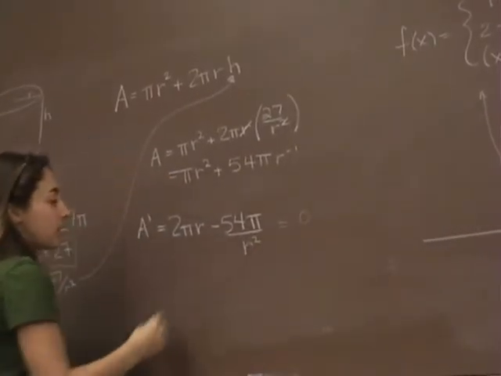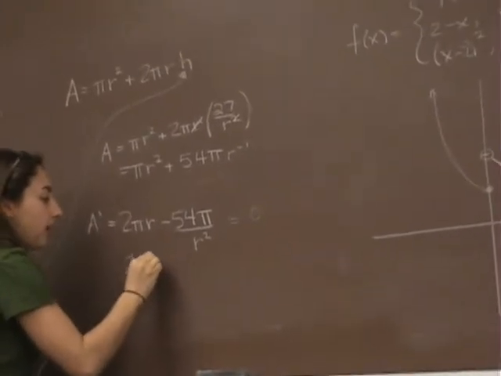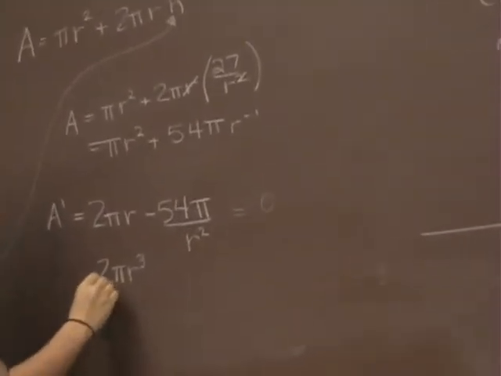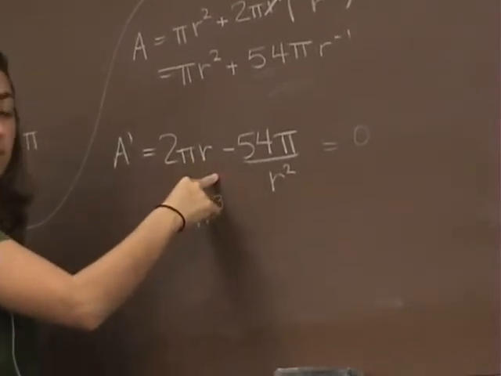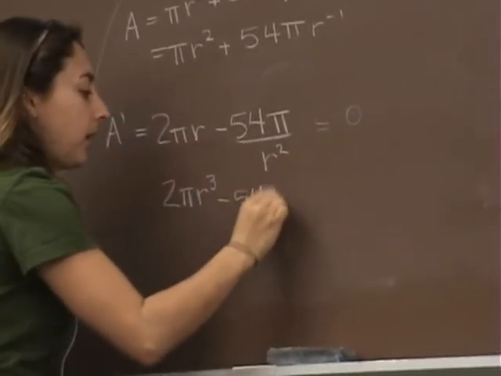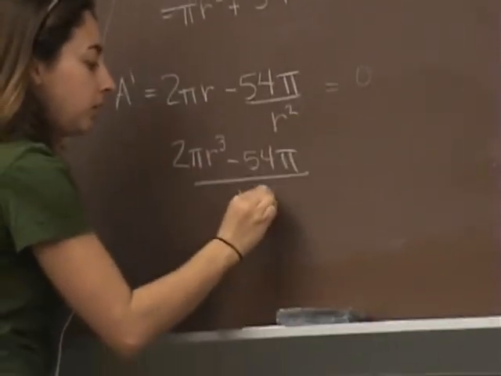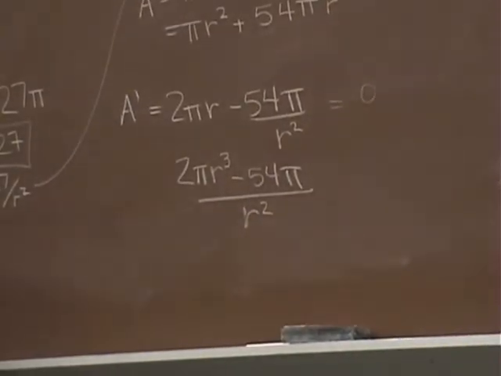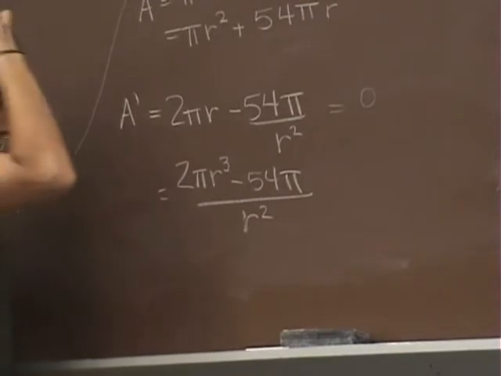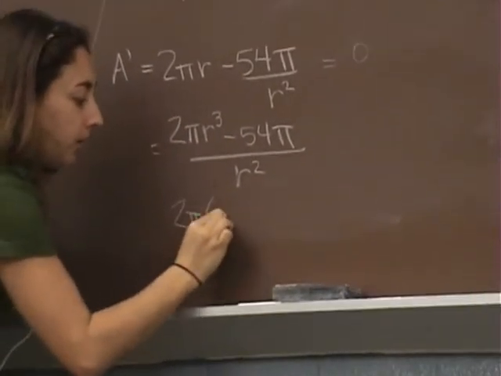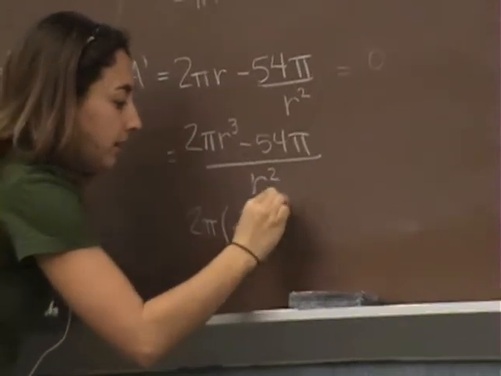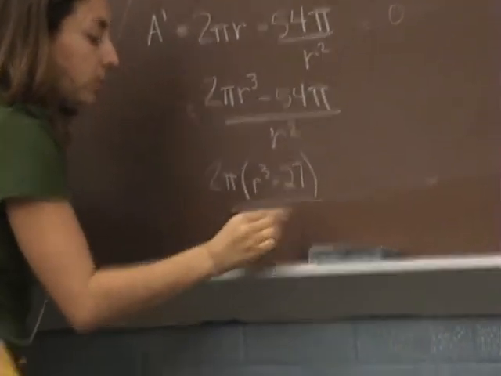So let's get one fraction out of it. This will be 2 pi r cubed over r squared, multiplying top and bottom by r squared over r squared, minus 54 pi all over r squared. Notice I can factor in the numerator. I can factor out a 2 pi, and I'm left with r cubed minus 27 all over r squared.